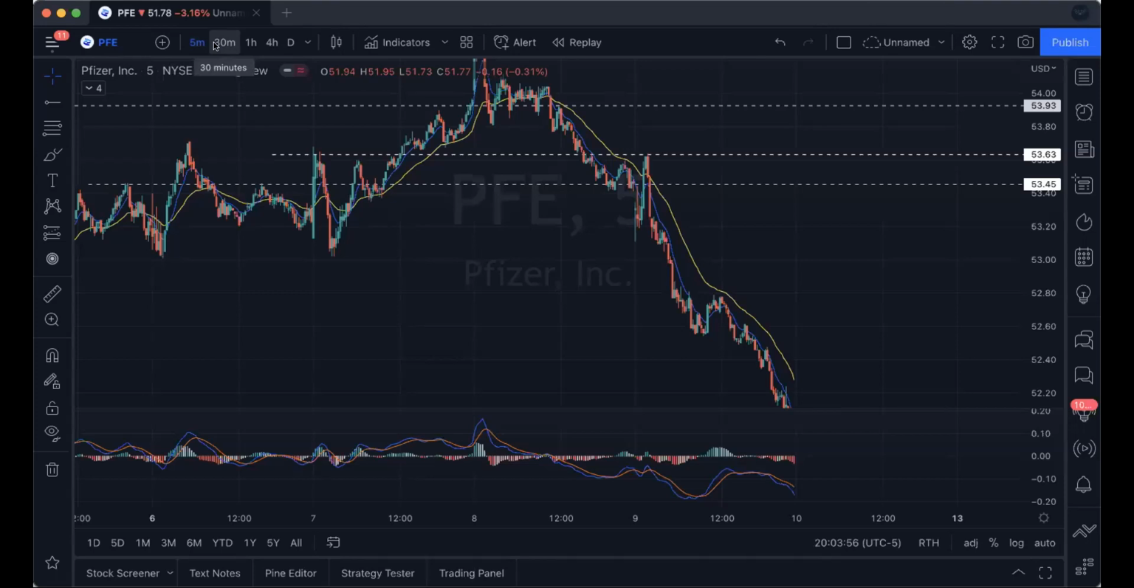When I'm looking to enter short, if I have resistance at a specific level, I'll go out to a higher time frame and see if we have anything else on a higher time frame that supports this resistance. And I'll look to take the trade, right?